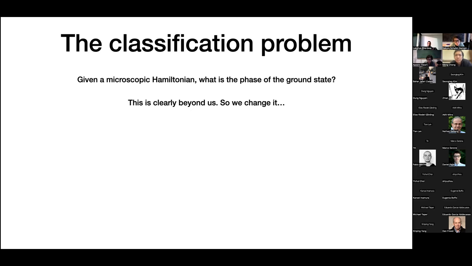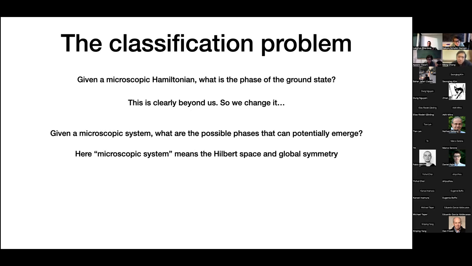So we change the problem to make some progress, and the broad problem I'm going to discuss is the following. Given a microscopic system, what are the possible phases of matter that can potentially emerge as ground states of short-range physical Hamiltonians? And here by microscopic system, I mean the Hilbert space and some global symmetry.